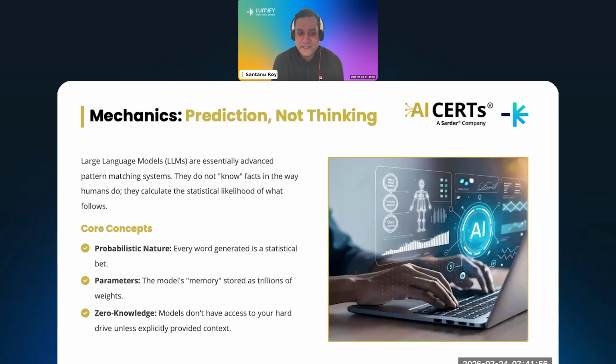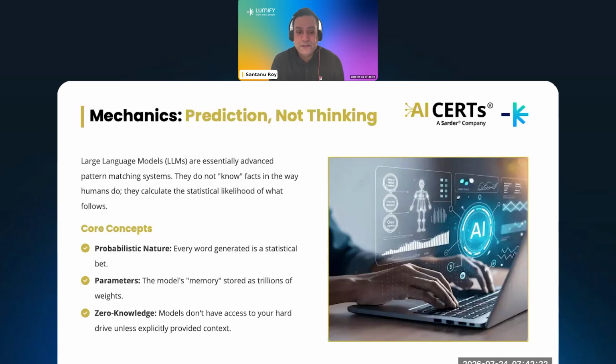In AI systems, every word is a probability guess. When AI writes a sentence, what it does in the background is it analyzes things like what is the most likely next word? What is the second most likely? Which one fits the pattern best? So the output is a sort of a statistical bet, not a thought.